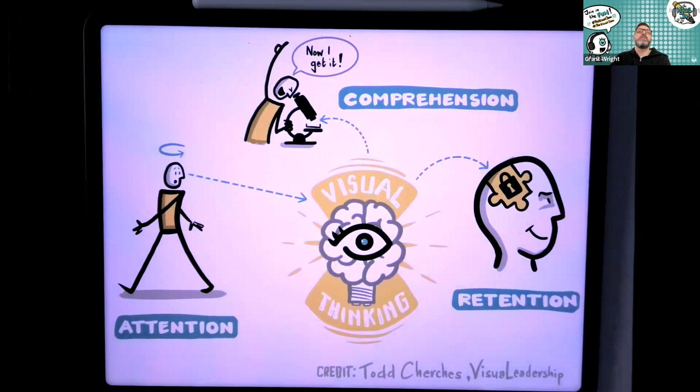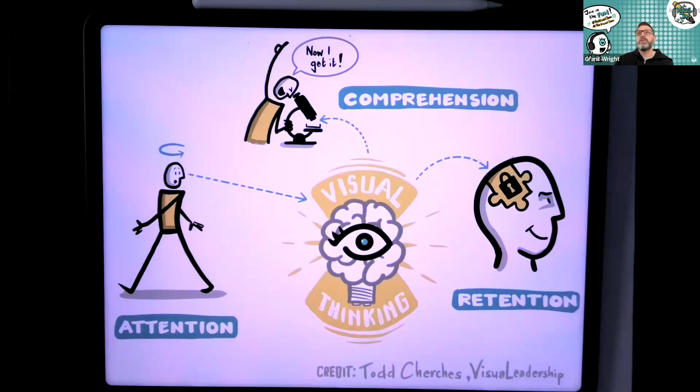I recently produced this visual while doing some work with Todd Churches, who's the author of Visual Leadership. Todd was one of our past guests on the Visual Jam, and he was one of the first people I discovered when I went on my exploration into the world of visual thinking. I really loved the way that he simply explained the benefits of visual thinking. What does it do for us? He summarized it into attention, comprehension, and retention. So attention is literally that.